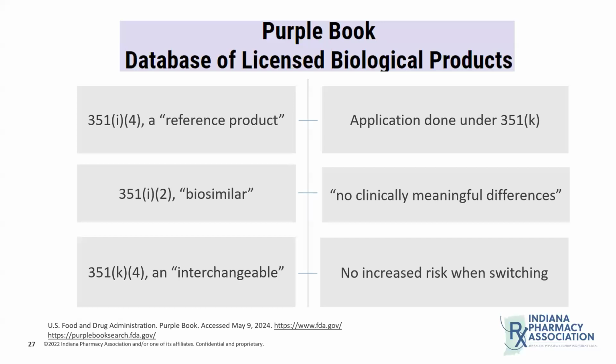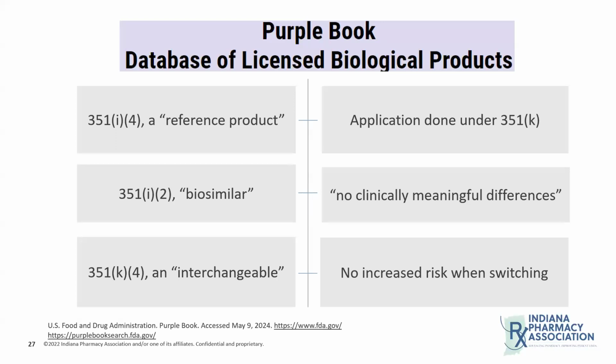So we have our reference product, we have our biosimilar that has no clinically meaningful difference, and then this is where this one quote helps with interchangeable, where there's no increased risk with switching, which is why the switching studies are done. But yeah, with the Purple Book, like I said, think back to the Orange Book. The Orange Book's used when we want to make generic substitutions.